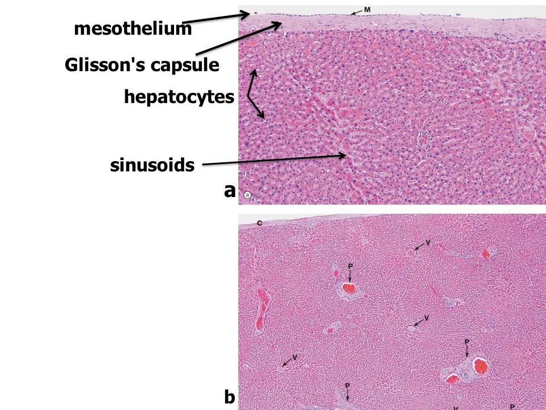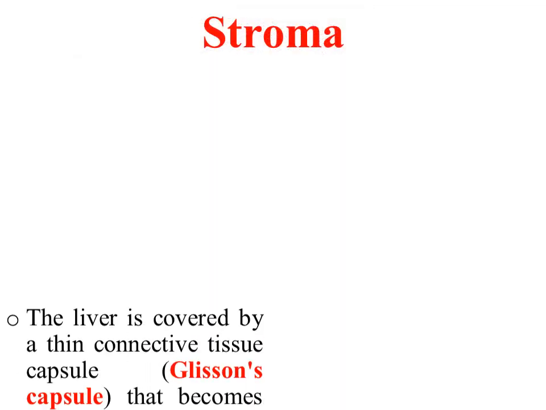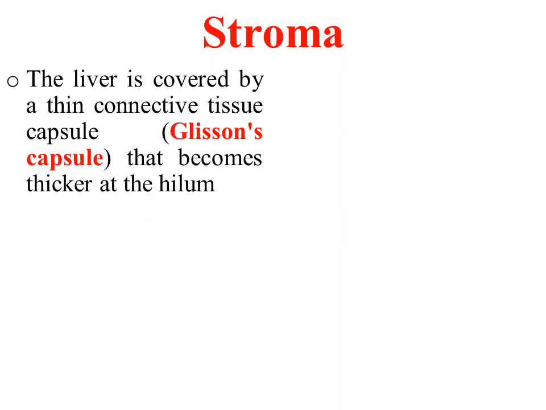Here, this is an epithelium, hepatocyte, and histological cross-section of the liver. You can see from outside the mesothelium, and the capsule covering the liver is the Glisson capsule, and inside there are hepatocytes and the liver sinusoid. The stroma of the liver is covered by a thin connective tissue capsule. This is called the Glisson capsule, which becomes thicker at the hilum side.